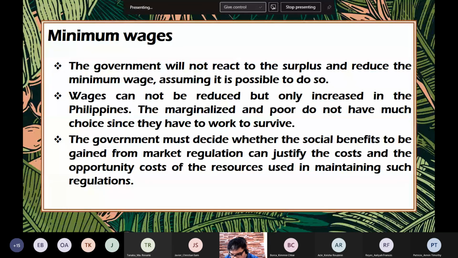The government must decide whether the social benefits to be gained from market regulation can justify the cost and the opportunity cost of the resources used in maintaining such regulations. Okay. Ano ba yung mga social benefits, like yung SSS natin, Pag-IBIG, no? That can justify the cost and the opportunity cost yung mga kailangan mong gawin sa minimum wage. Wait lang. Okay.